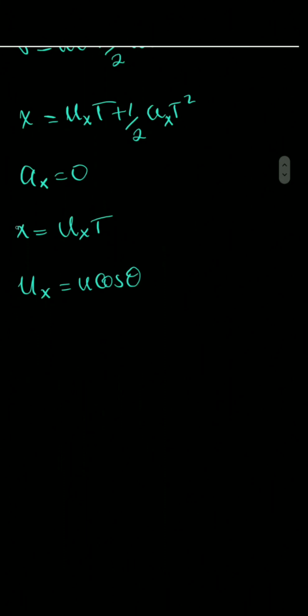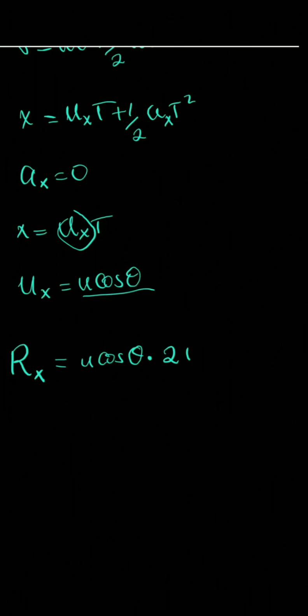Okay, now the initial component of velocity is equal to the speed times cos of the angle theta. Since we're looking at the range, I'll replace x with R, subscript x, which is equal to u cos theta. Then for t, I'll put the formula for the time of flight, which is 2u sine theta over g. Okay, so this is what we got in the previous video.